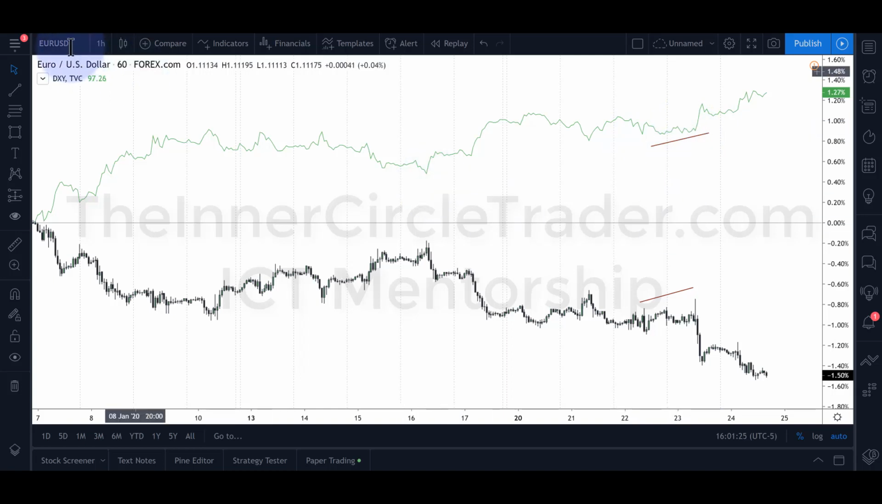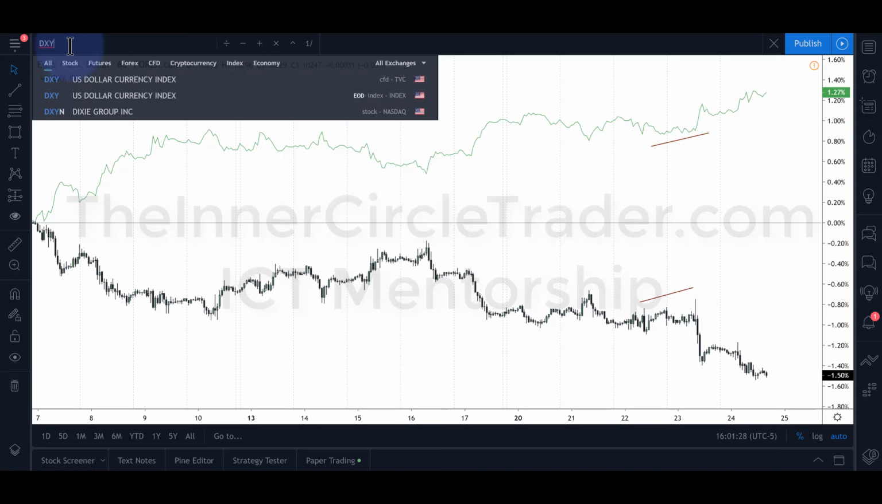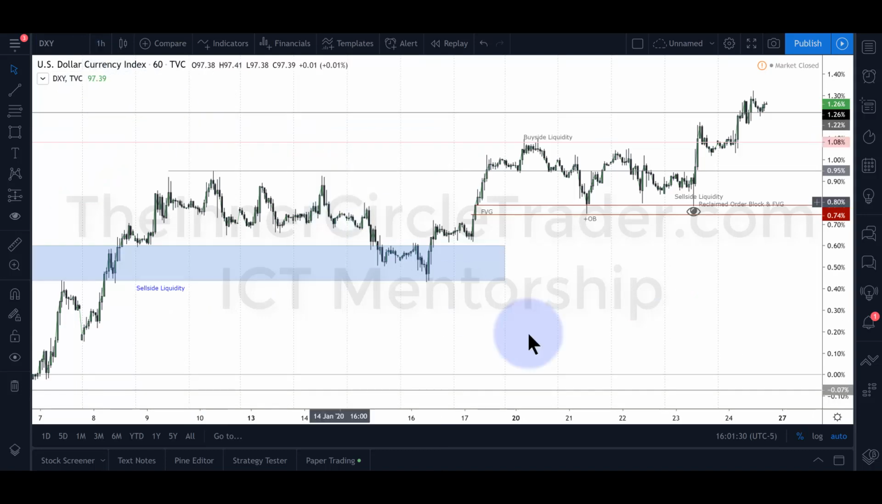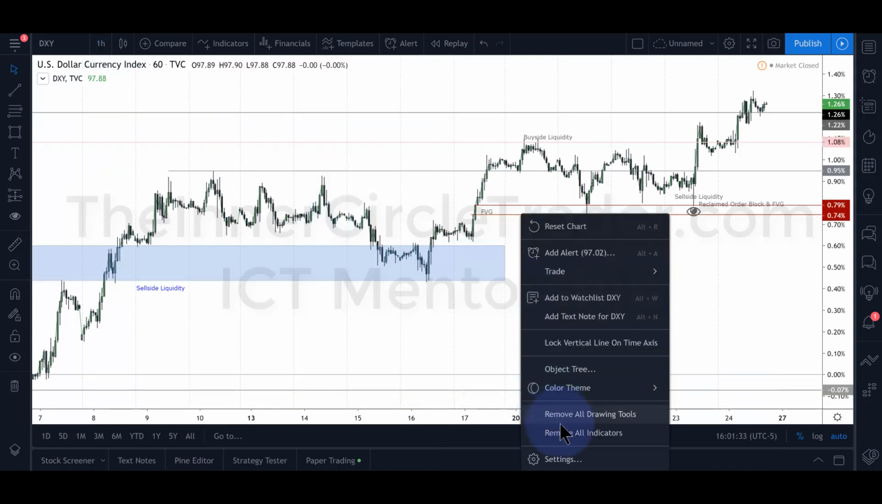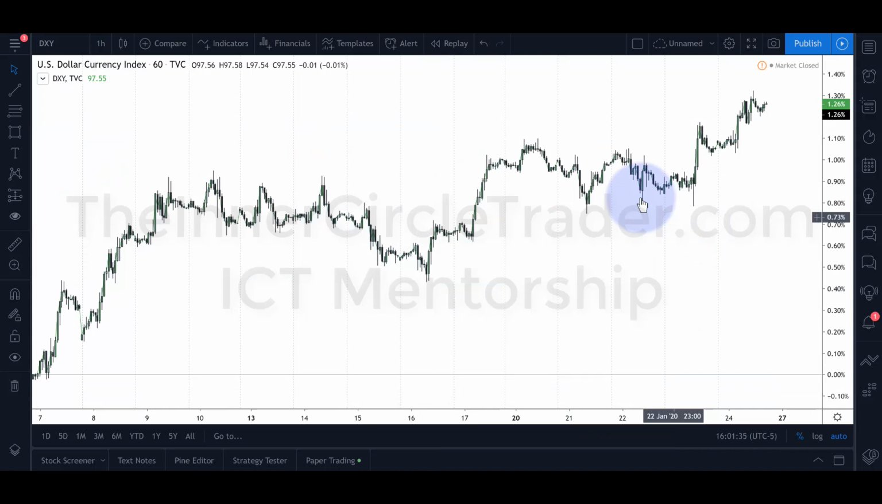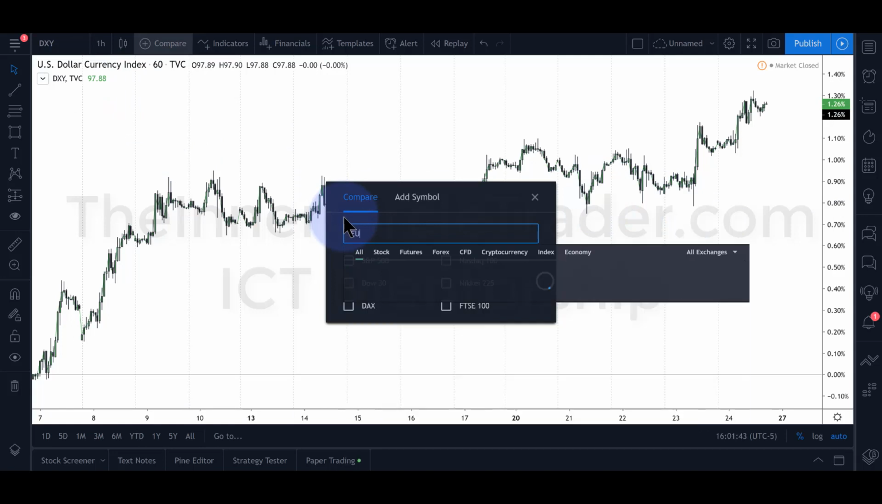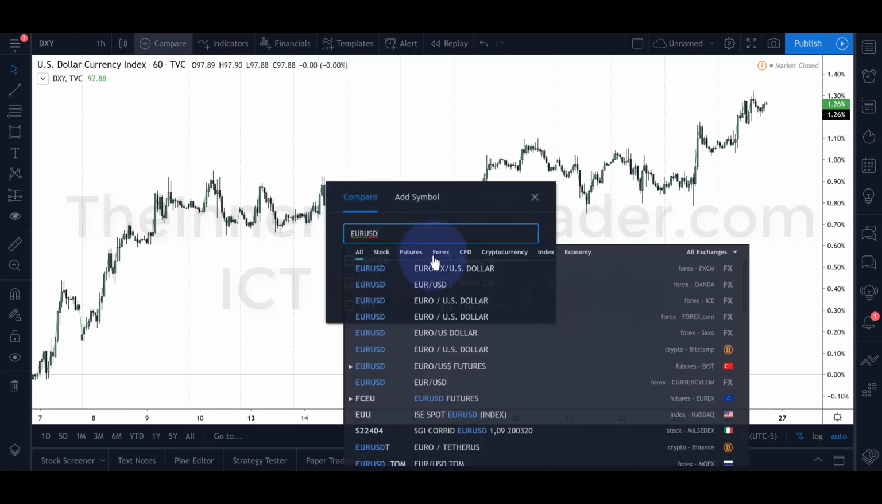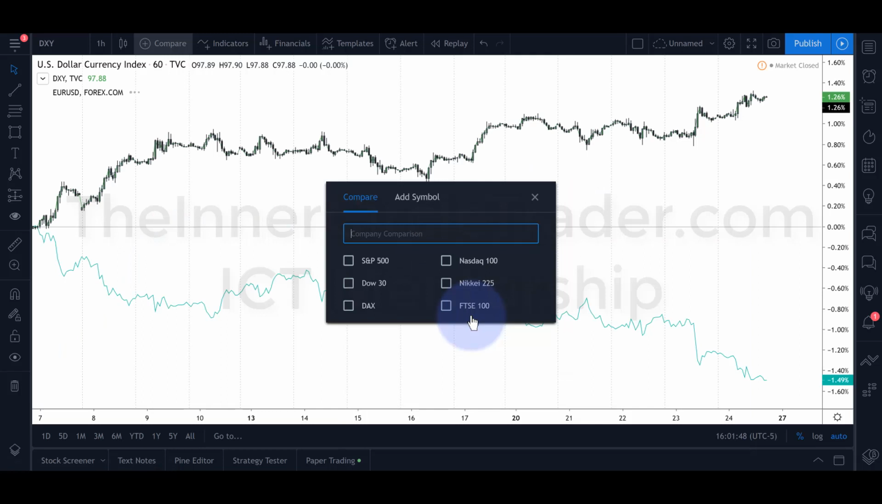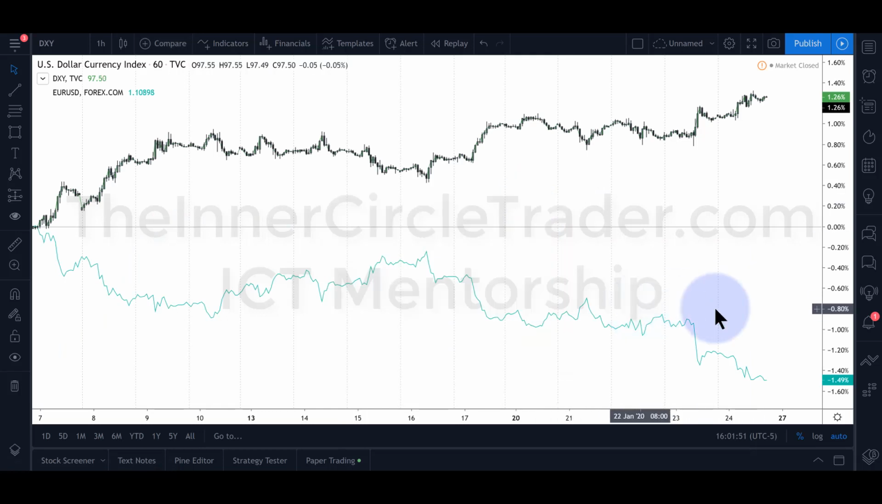If you look at the dollar index, okay, and clear everything off, lower, and then we add Eurodollar, Forex, and the Forex.com data feed. Okay, again here with the line chart on the Eurodollar, it's very clear that you don't get the higher high in euro when you get the lower low on this swing.